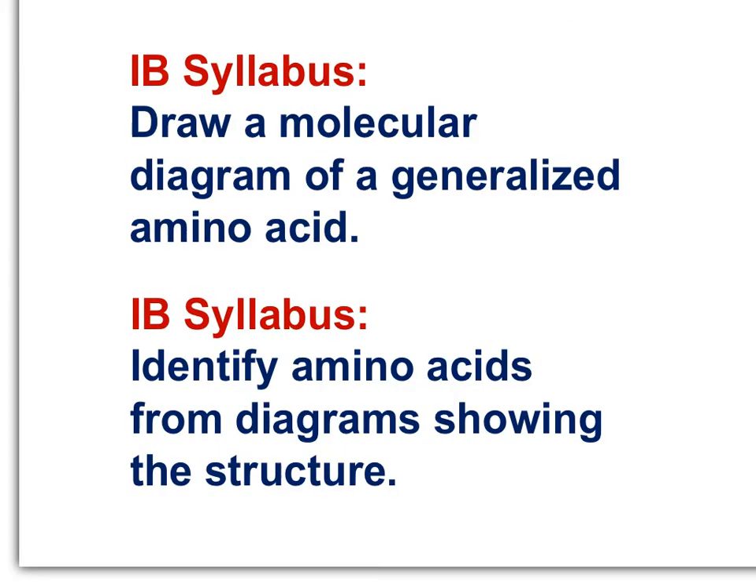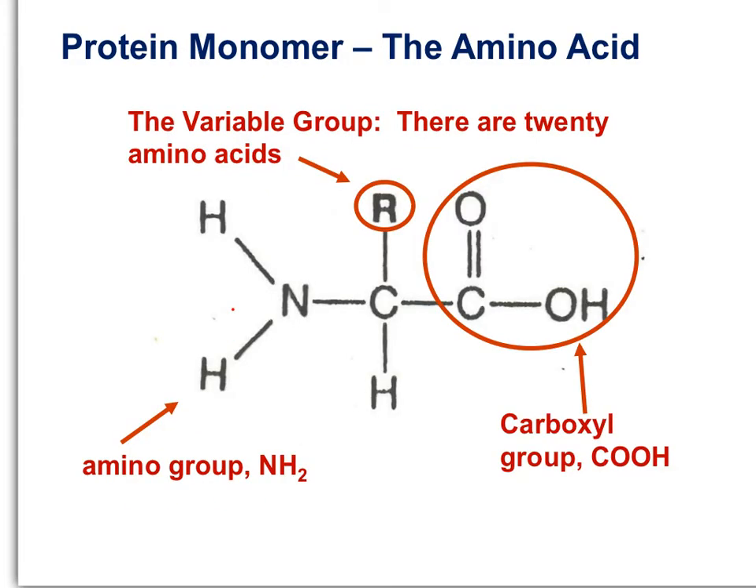Now we must dig into some detail. Draw a molecular diagram of a generalized amino acid. Identify amino acids from diagrams showing the structure. Here's a diagram of an amino acid, the monomer of polypeptides, the monomer of proteins. An amino acid has an amino group, NH2, on this side of the molecule, and a carboxyl group, COOH, on this side of the molecule. And very important, there is a variable group adjoining the central carbon. The variable group, or the R group as it's known, is one of 20 possible groups. In other words, there are 20 different amino acids according to the 20 different R groups.